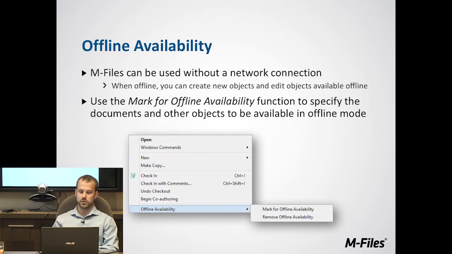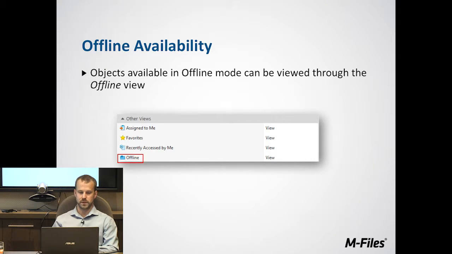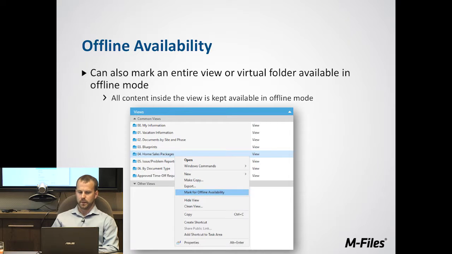Okay. So when you do this, at your home screen in the other views section, you can see there's an offline view here, and you can see the various documents that you've marked for offline. The other thing you can do is you can actually mark an entire view for offline.